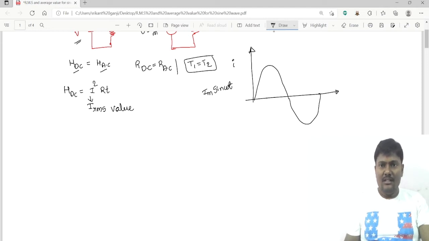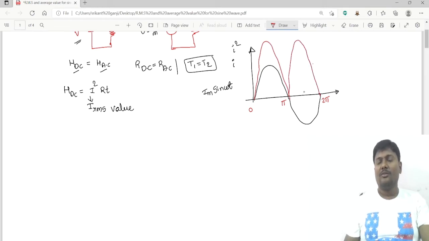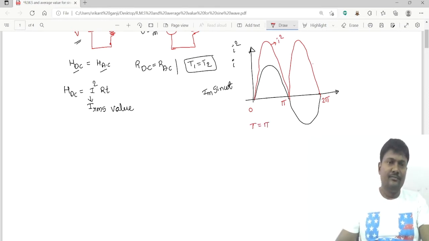I square means the negative half cycle is converted into positive half cycle. This is 0 to pi, 2 pi, and this is the i square waveform. All the negative values are converted into positive values. Why? Because this is a negative half cycle, and a negative half square is a positive value. For this, the time period is pi.